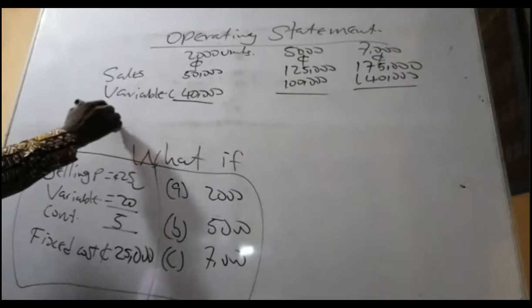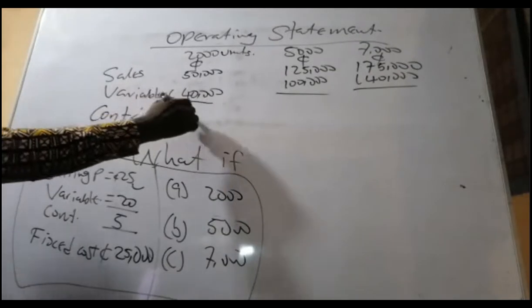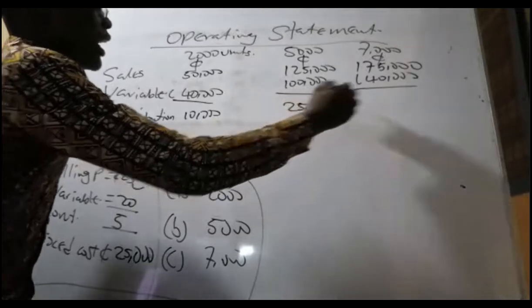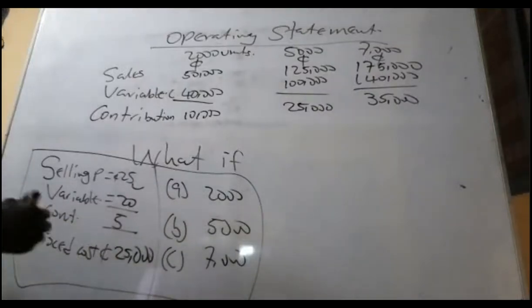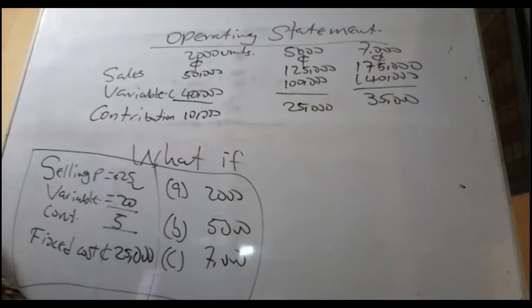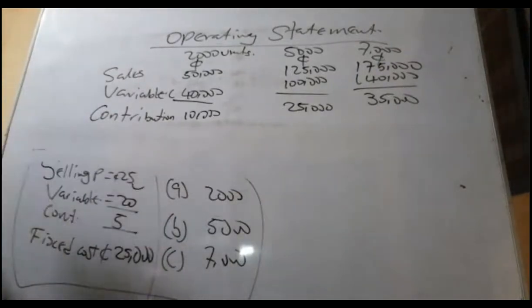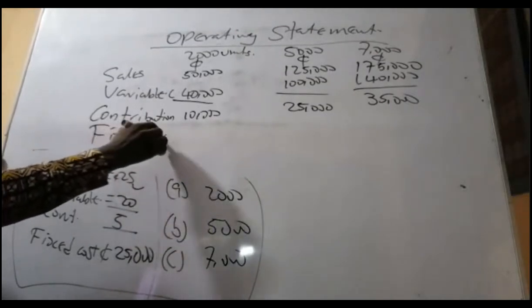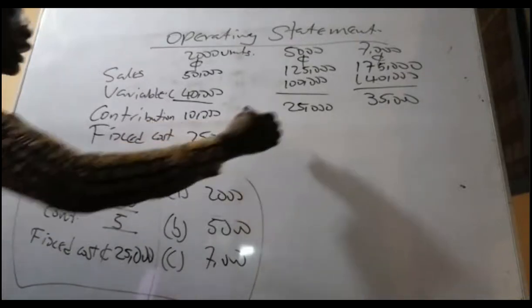So the contribution, let's record the total contribution. Here will be 10,000. Over here, 25,000 and 35,000. Then to get a profit is the contribution less what? The fixed cost. Good. Here we are using the marginal costing approach. So therefore, I bring the fixed cost here, which is 25,000 throughout.